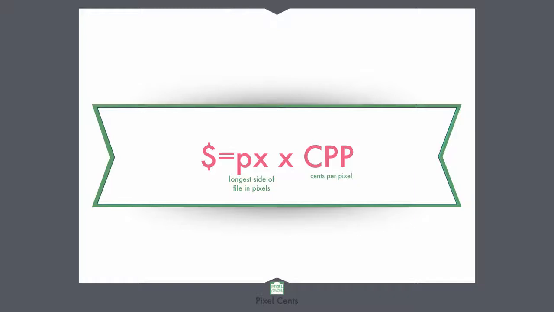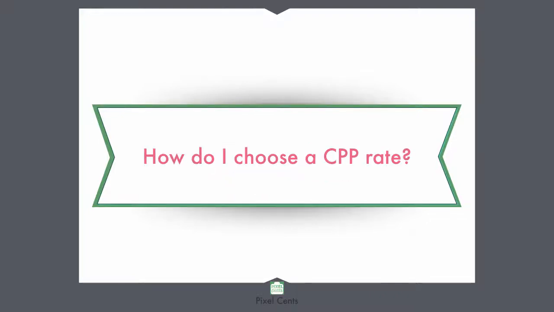The cool thing about this formula is that you can use it for every type of photo use. The formula is the value of the image equals the longest side of the photograph in pixels times a cents per pixel value assigned to the image. The price is, of course, the result. The px length will be decided by your customer, but your CPP rate is decided by you. How do you choose your cents per pixel rate? Good question. So it depends.